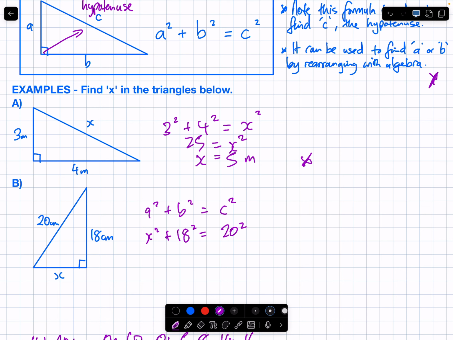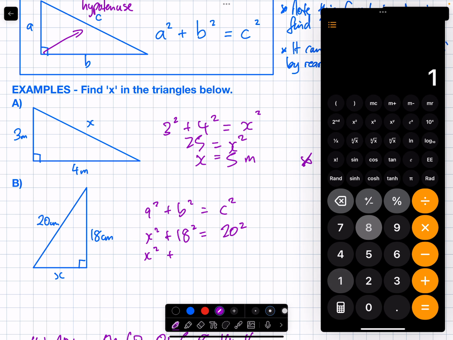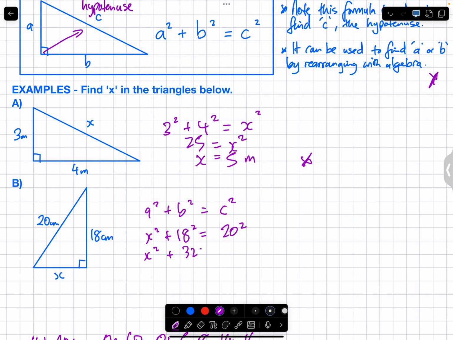You can rearrange it after you've worked everything out. I don't know what x squared is, so I'll leave it. Nothing's stopping me working out what 18 squared is. It's 324. Is there anything stopping me working out what 20 squared is? I just work it out. It's on the calculator. 20 times 20 is 400.